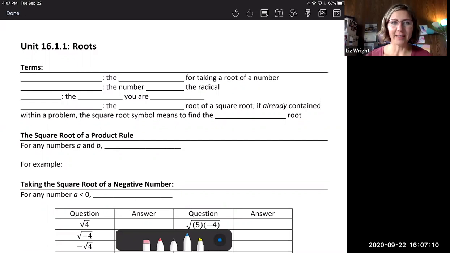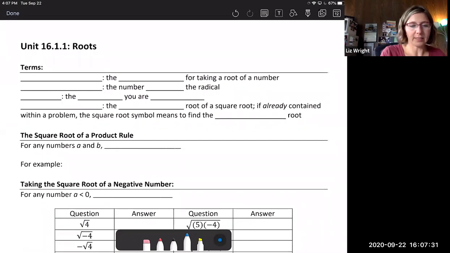Hi everybody, in this video we are going to be talking about unit 16.1.1 roots. It's where we're going to be working on taking the square roots of certain numbers, and then we're also going to work on simplifying them in case they're not a perfect square. So first, just looking at some of our terms.